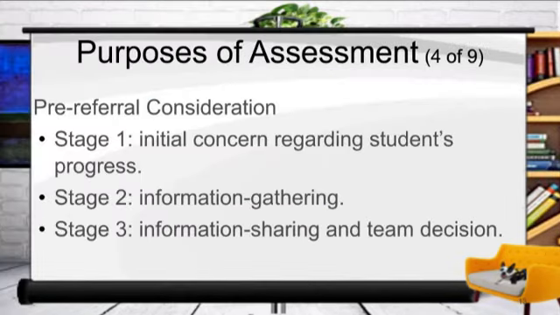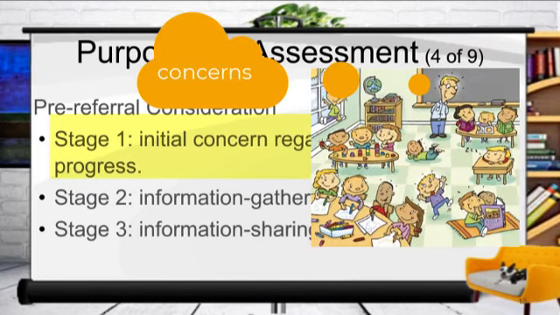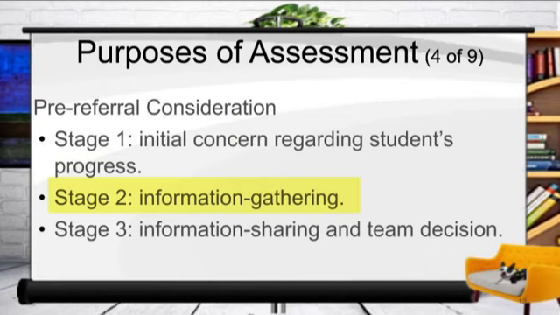Now let's look at stage 1, the initial concern regarding students' progress. During this stage, the students in the gen ed setting and the teacher or parents have some concerns about performance or behavior. Maybe the student lags academically behind peers in classwork or even performance on assessments, or the teacher notices behaviors that indicate the student is struggling, or the parents notice that the kid's not interested in school or has a poor self-concept.